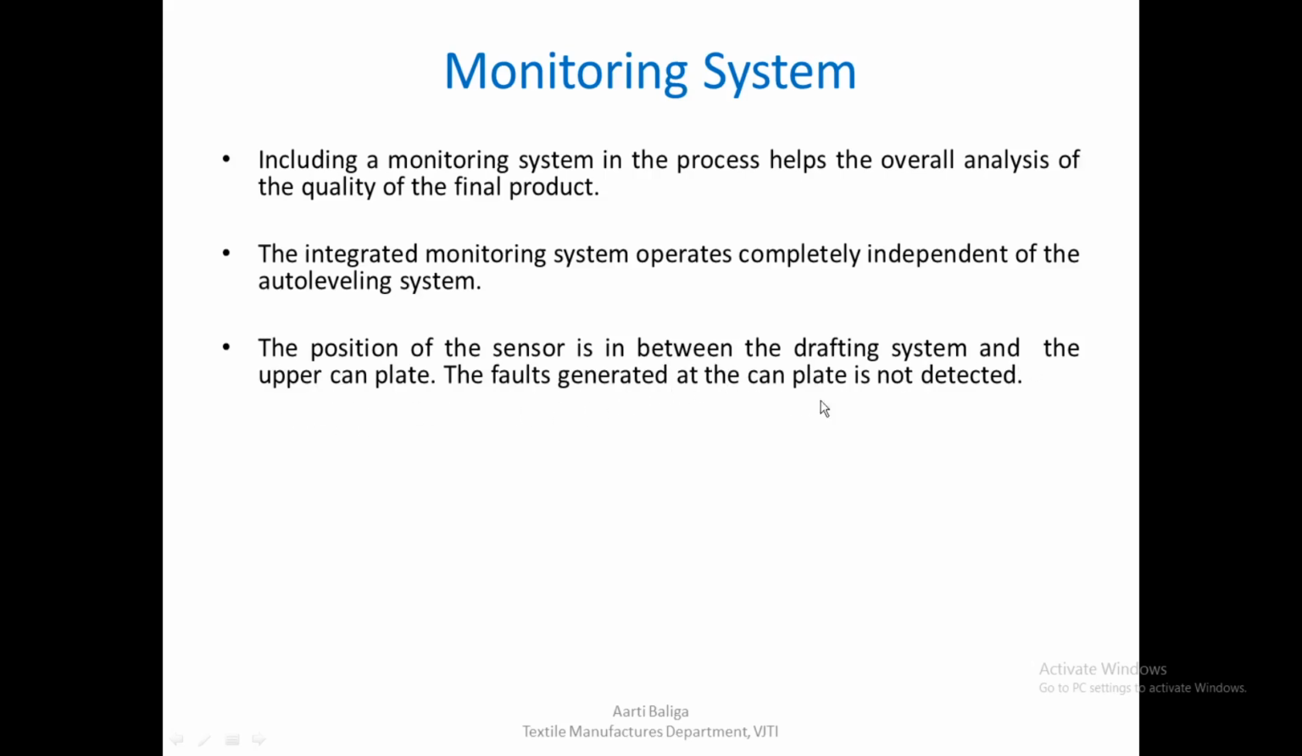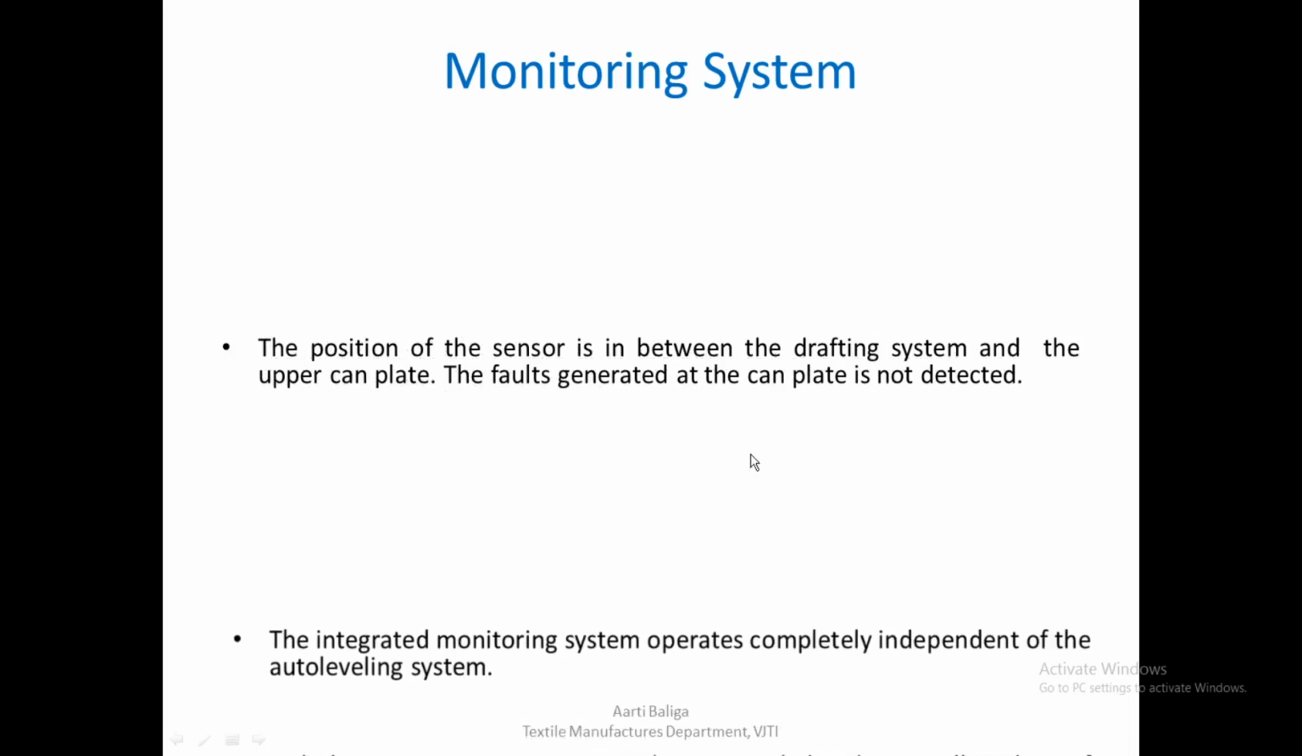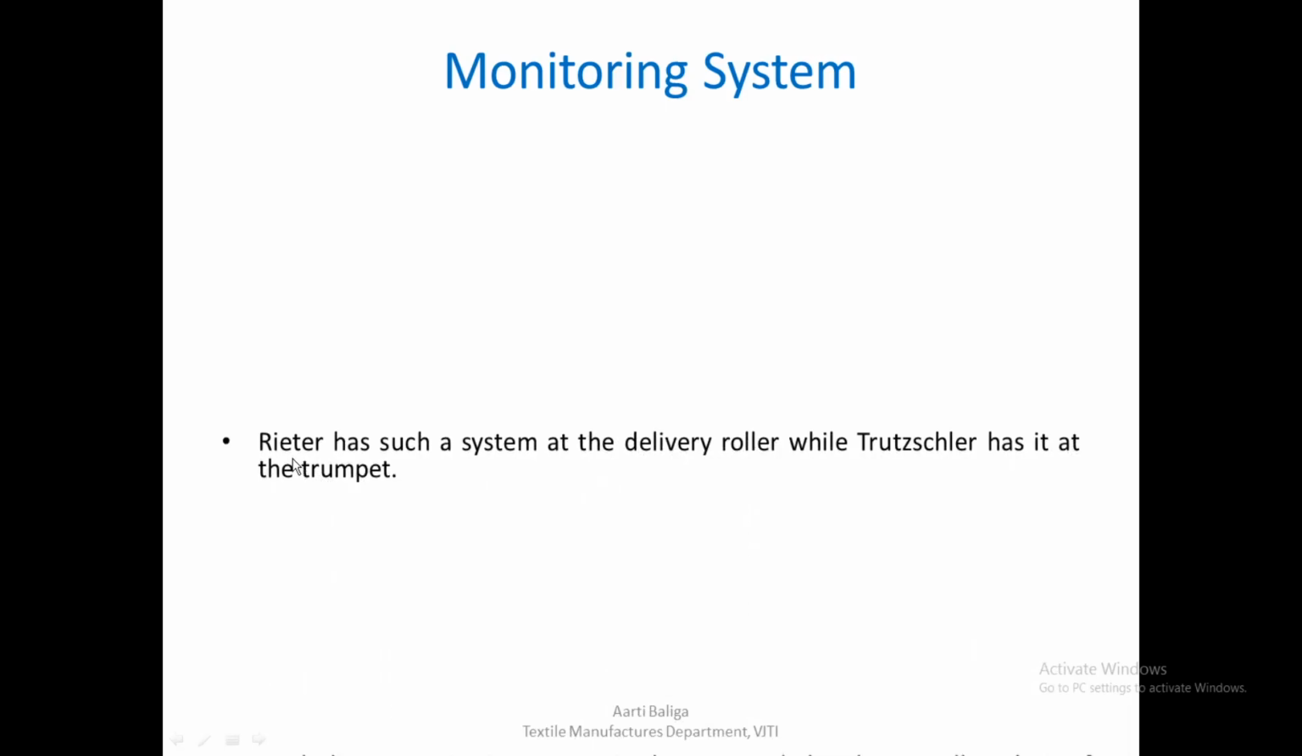The faults generated at the can plate are not detected in this case. That means whatever fault is produced after this monitoring system will still be there in the delivered sliver. So when we come to this, Rieter has such a system in the delivery roller, while Trützschler has it at the trumpet. So the Rieter system we have just seen, and Trützschler will have such a sensing system in the trumpet.